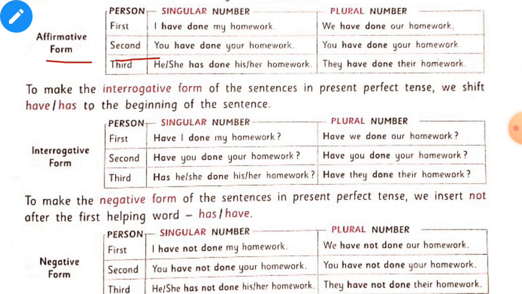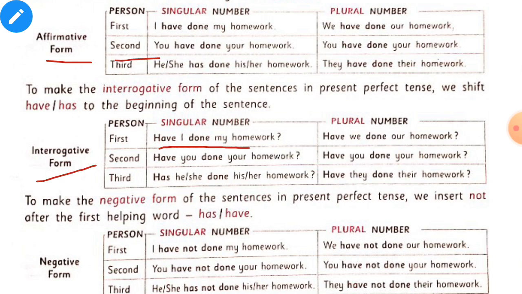Okay children, to make the interrogative form of the sentence in present perfect tense, we shift has or have to the beginning of the sentence. First of all we will have to use has or have if we want to make the sentence interrogative. Like this is the interrogative form: Have I done my homework? First of all we use have, then subject, then third form of the verb, then object.